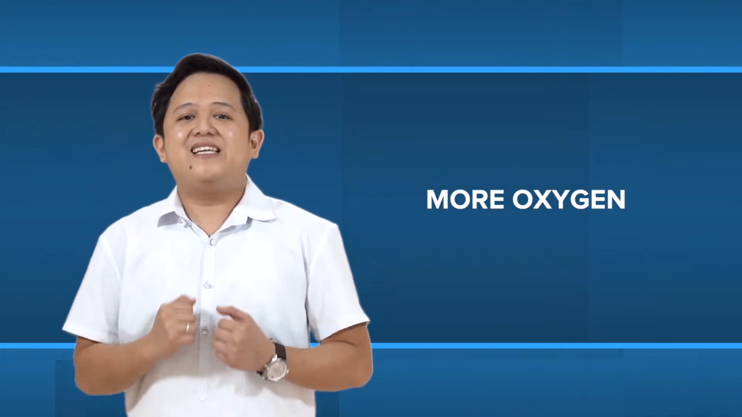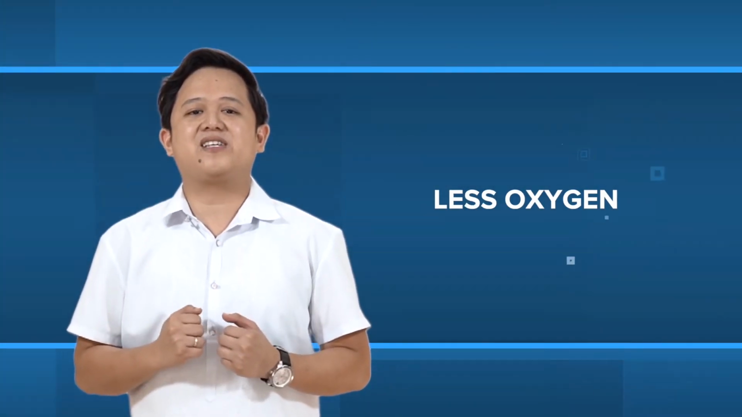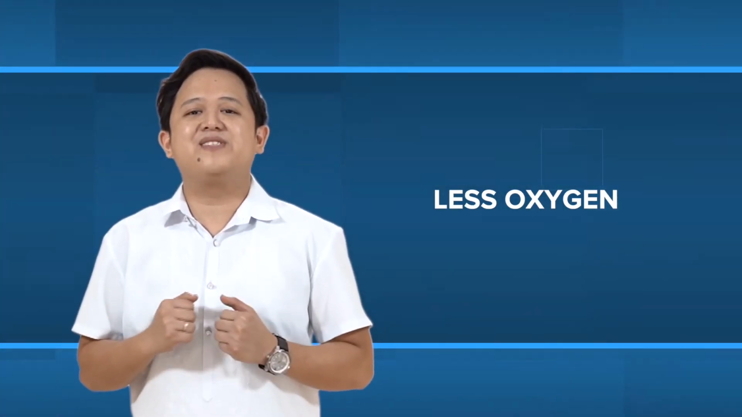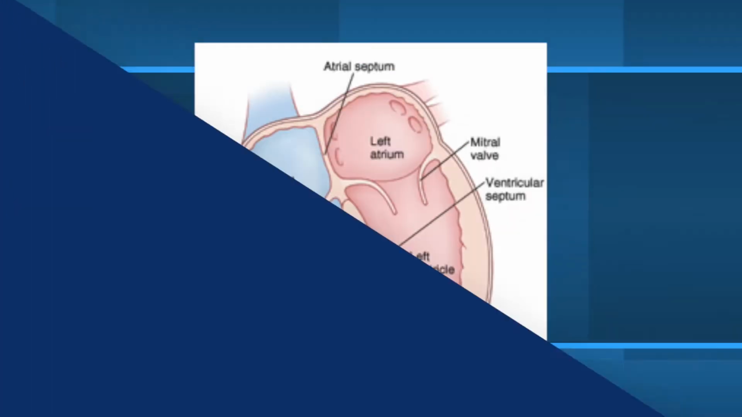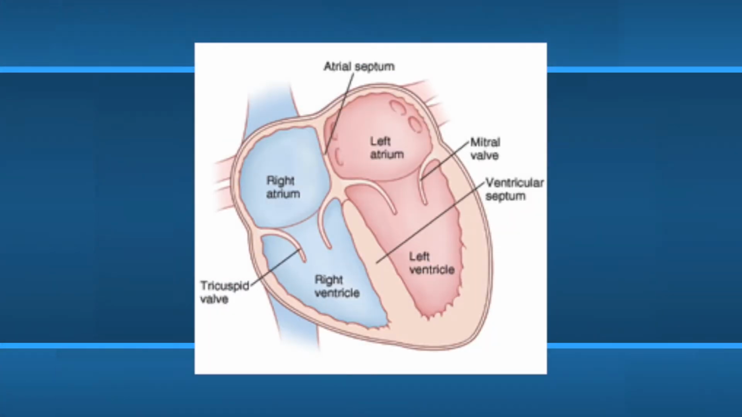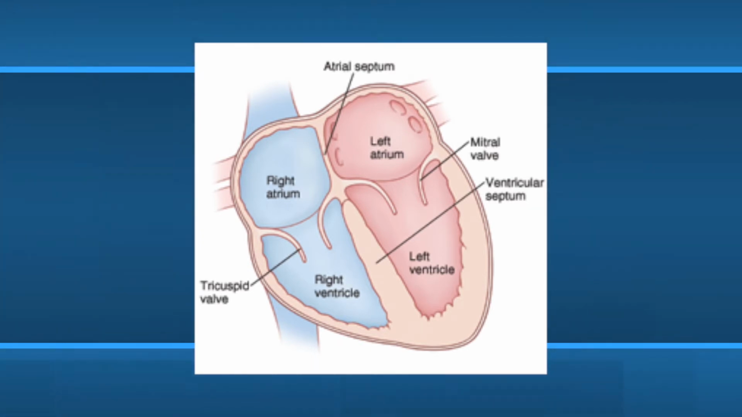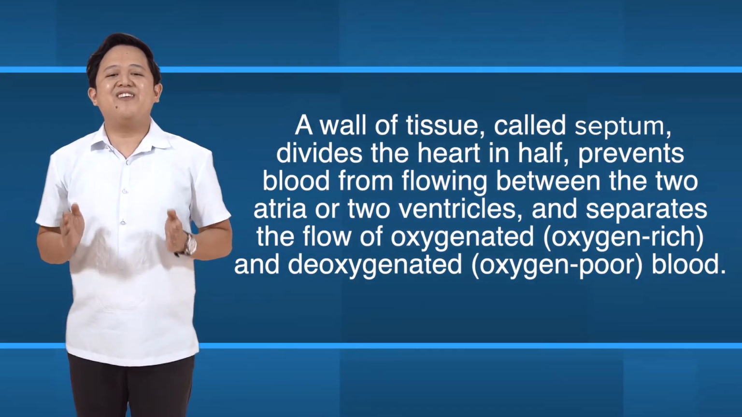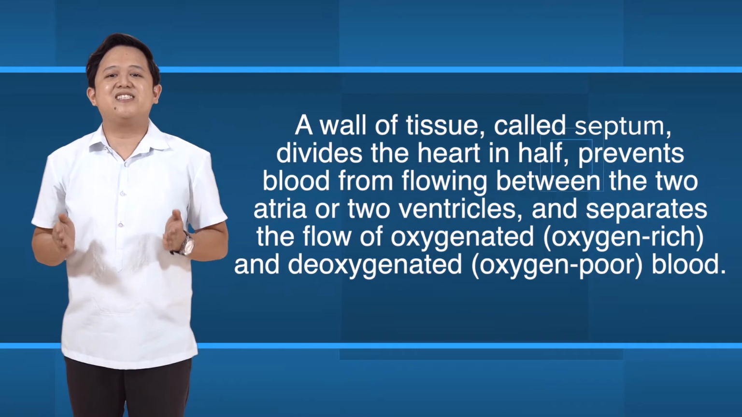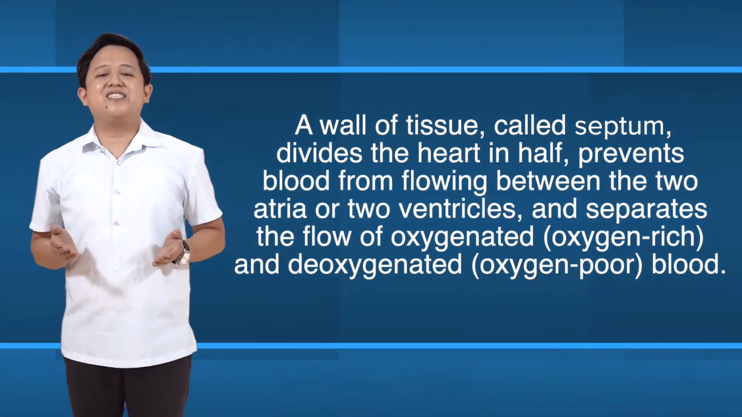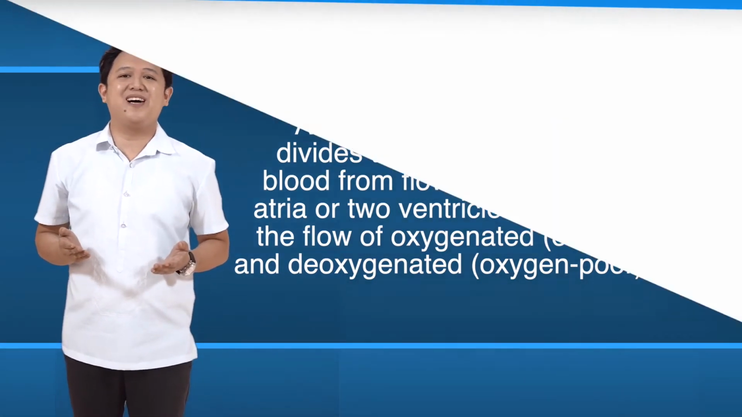Let us remember that oxygenated blood is carrying more oxygen, and deoxygenated blood has less oxygen and carries more carbon dioxide. A wall of tissue called the septum divides the heart in half, prevents blood from flowing between the 2 atria or 2 ventricles, and separates the flow of oxygenated, which is the oxygen-rich blood, and deoxygenated, which is the oxygen-poor blood. Next is the blood.